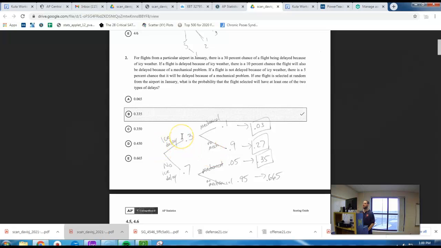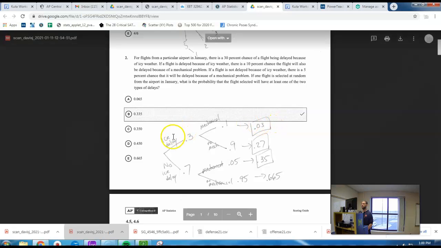So there's a 30% chance of an ice delay, which means there's a 70% chance of no ice delay. If there's an ice delay, there's a 10% chance of a mechanical. And then what I do is multiply those two together. That means there's a 0.03 probability of an ice delay and a mechanical. So both of those.